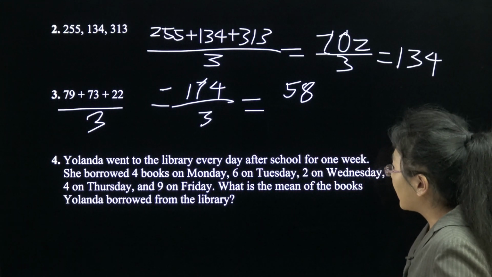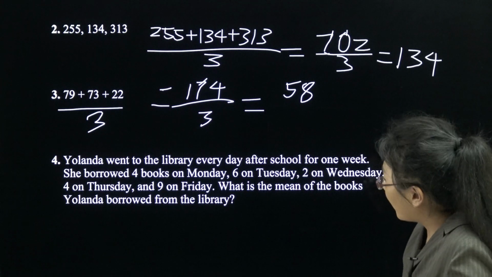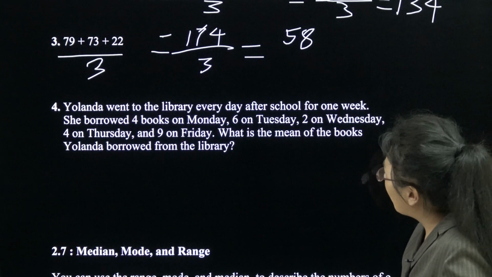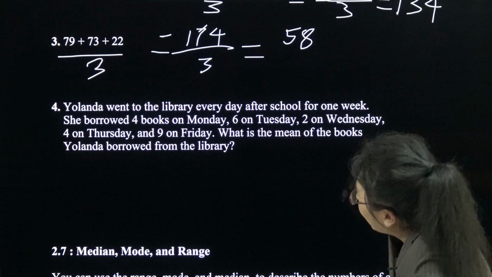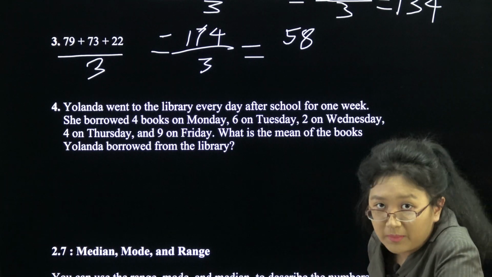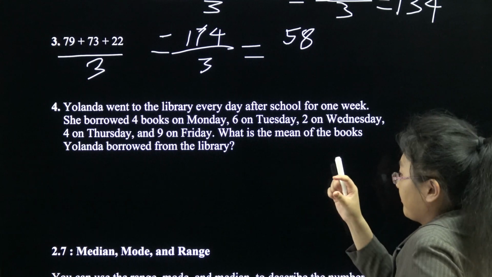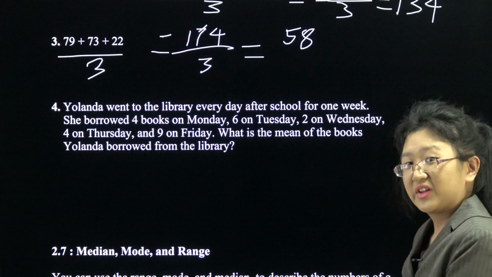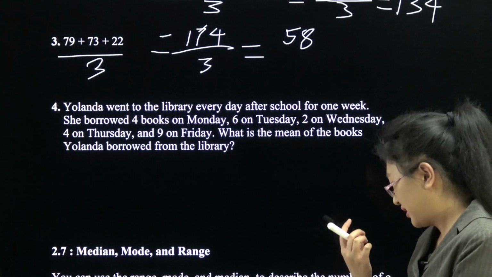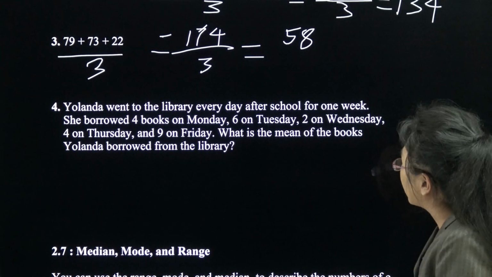Now, Yolanda went to the library every day after school for 1 week. She borrowed 4 books. Okay, how does she go through them that quickly? I mean, I get it if it's small books, but if it's big books, like some of the classics, how do they go through them that quickly?